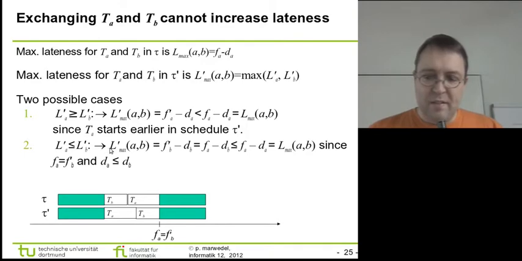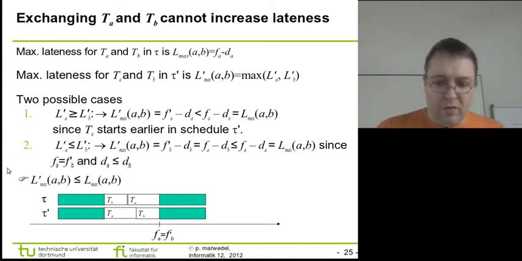So this implies that the maximum lateness for A and B under the new schedule is the finishing time of B under the new schedule minus the deadline of B, which is the finishing time of A in the original schedule minus the deadline of B. And this again is less or equal than the finishing time of A in the original schedule minus the deadline of A, which again is the maximum lateness of AB in the original schedule. And this is the case since the finishing time of A is the finishing time of B in the new schedule, and the deadline of A is less than or equal the deadline of B.